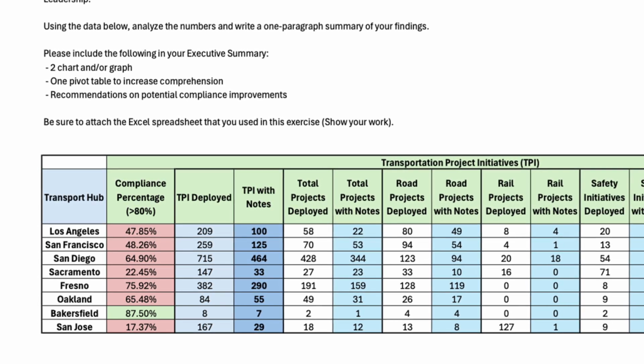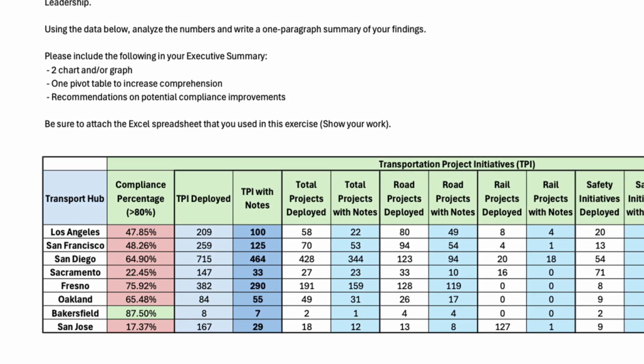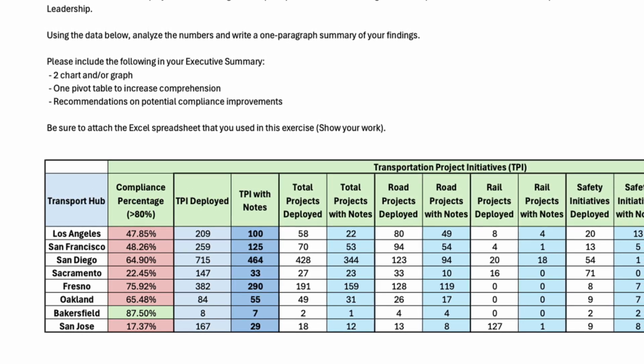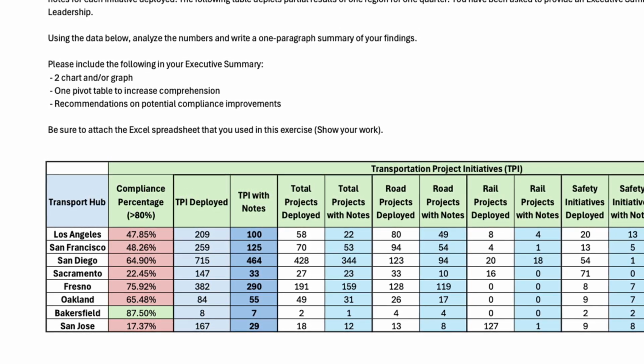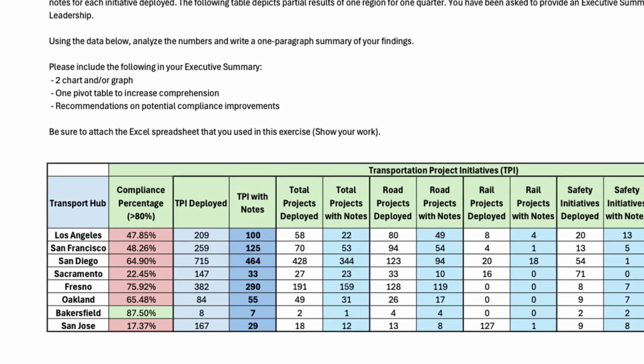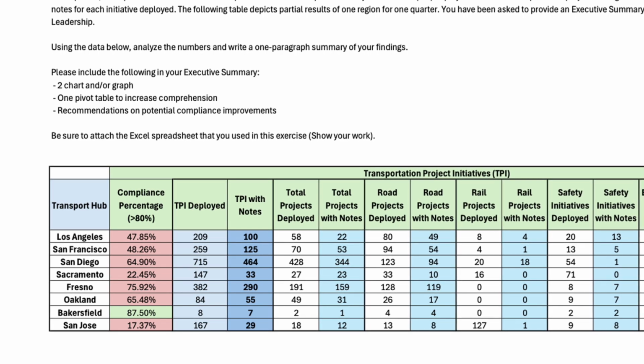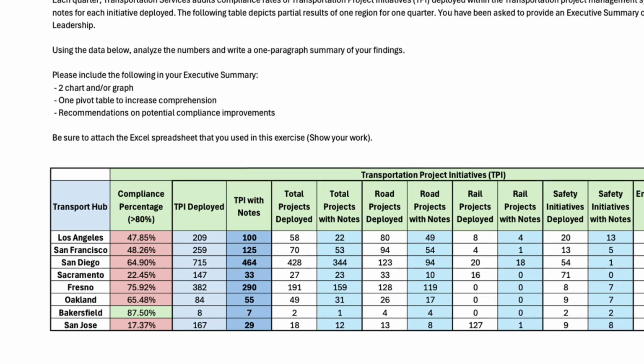Here's what we need to note: compliance rates. There's a significant variation. San Jose is at the low end with 17.37%, while Bakersfield shines at 87.50%. Most cities have compliance rates below the 80% mark, indicating a potential area of concern.